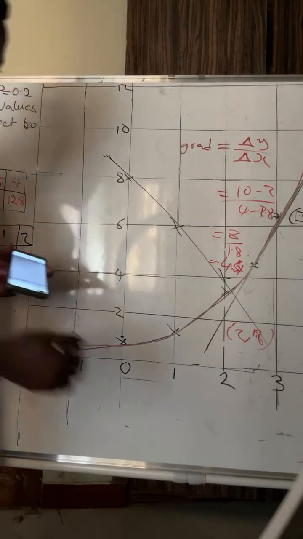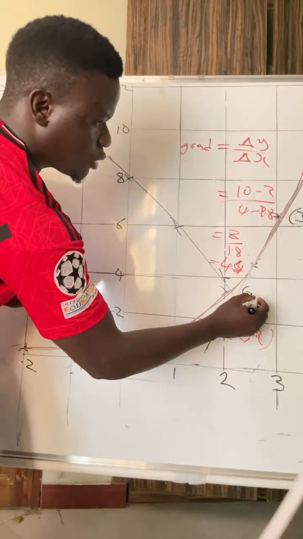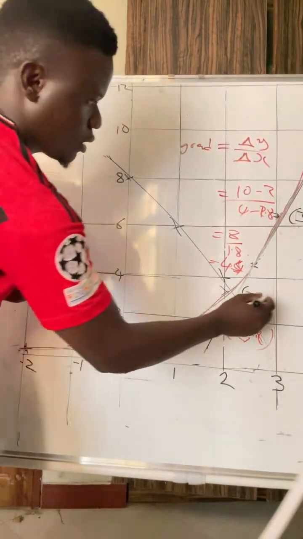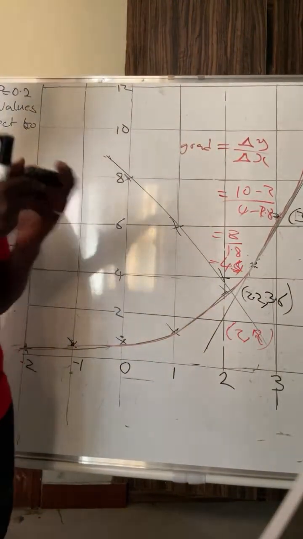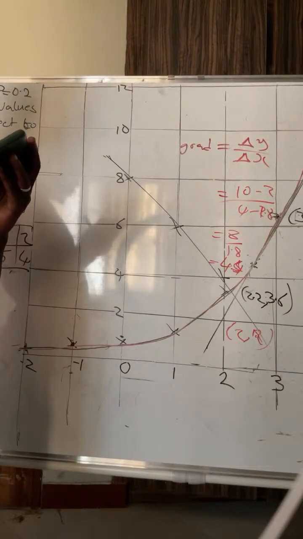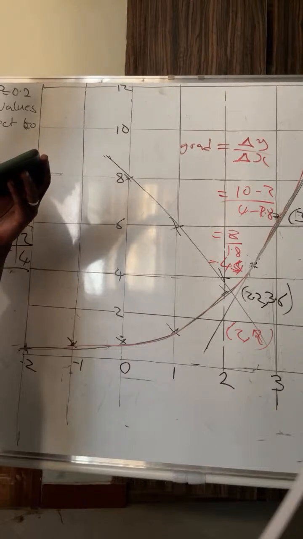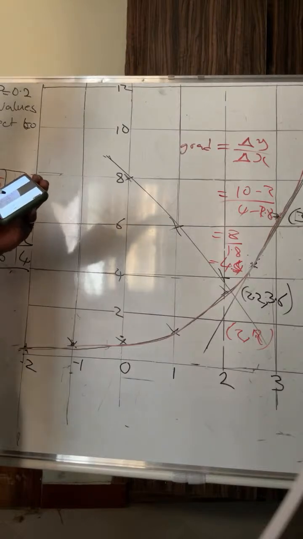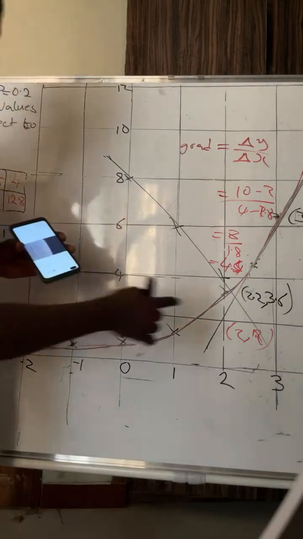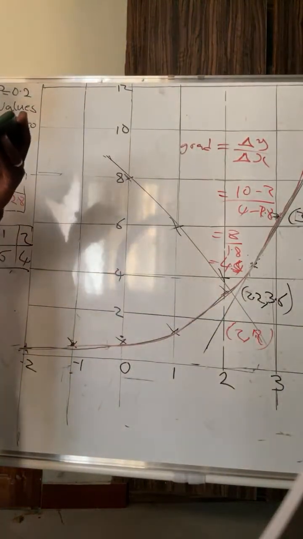The line meets the curve at a point. This point is 2.2, 3.6. Now write down the coordinates of the point where the line intersects the curve. Those are the coordinates, 2.2, 3.6. 1 mark.